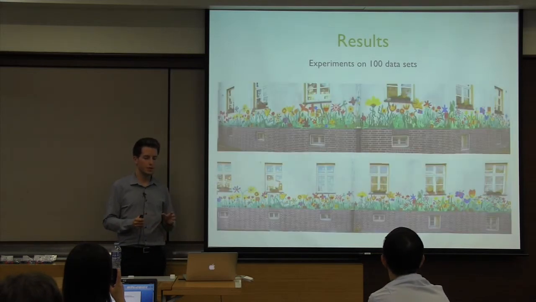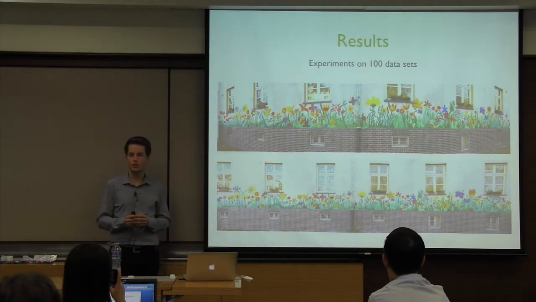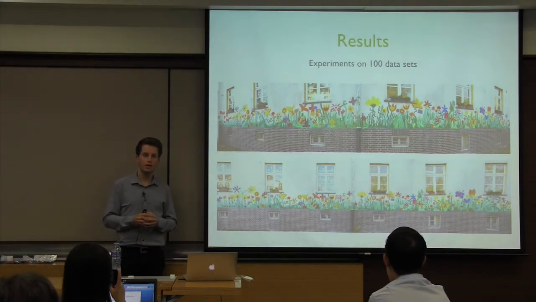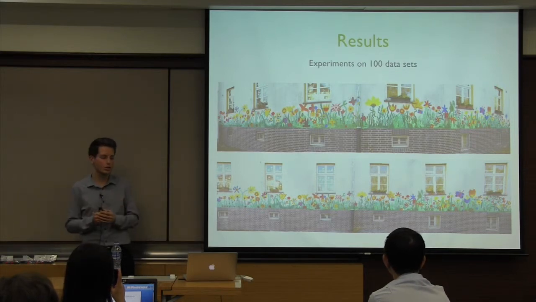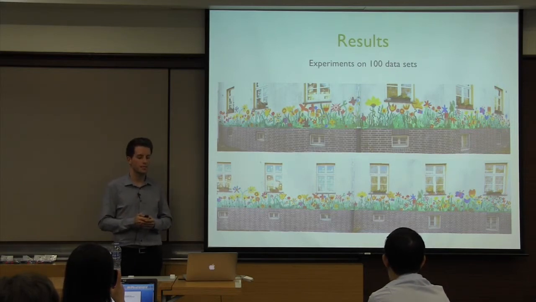This is another example of the data set where you can see this is a school wall. The top image was a rotational panorama and the second one a translational planar panorama.